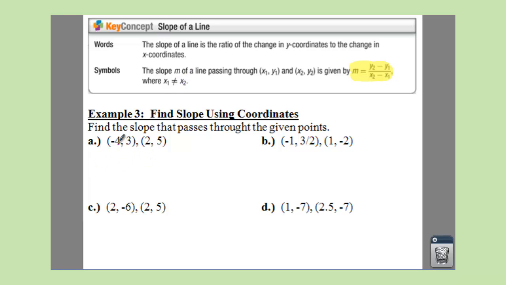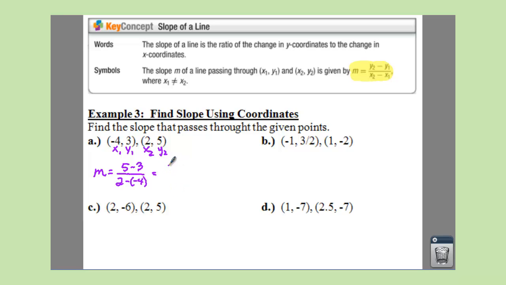So let's look at A here. This is our x sub 1, our y sub 1, x sub 2, y sub 2. That's our first x, first y, second x, second y. And we're going to plug them into our formula up here. So we're going to say m is equal to 5 minus 3 all over 2 minus negative 4.